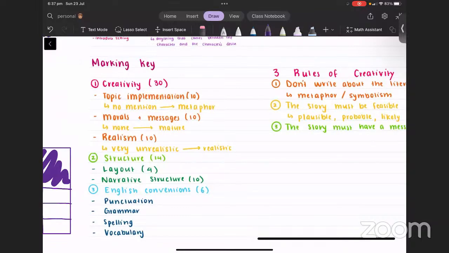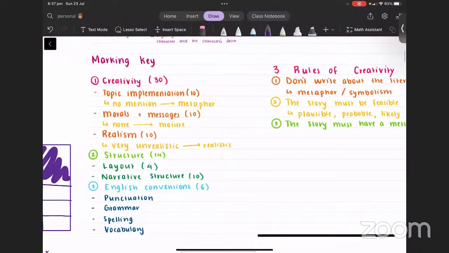So for creativity, there's topic implementation. So that's in regards to what you did with your prompt. If you didn't write anything related to your prompt whatsoever, then you'll likely get a low mark. If you manage to find a metaphor and symbolism aspect from the prompt, and then you wrote your story based on that, then you'd get a higher mark. If you write just about what's in the picture, you'd probably get a very average mark.